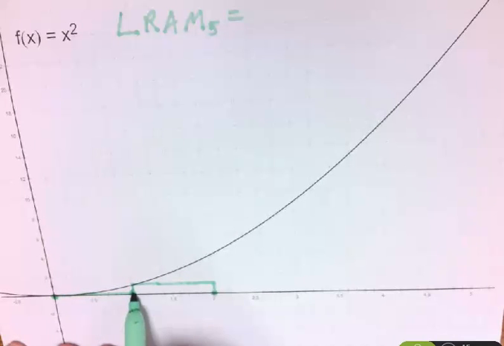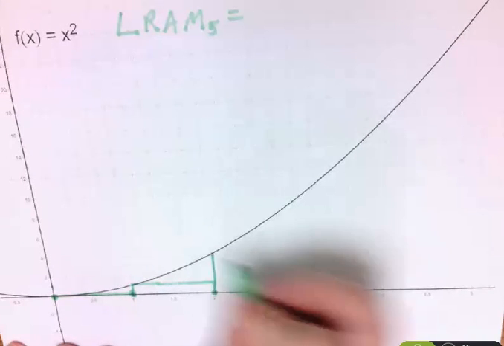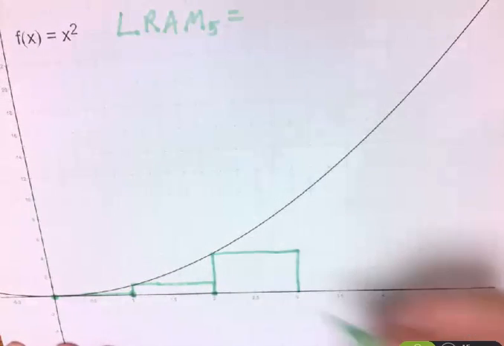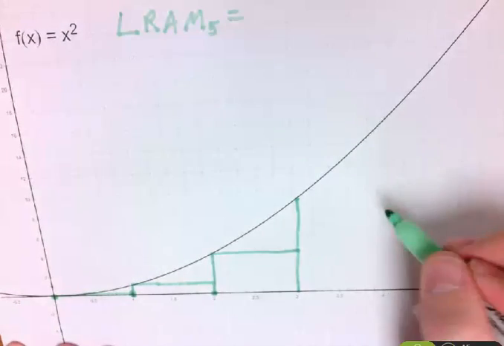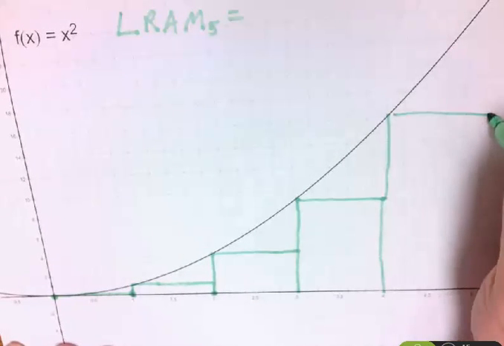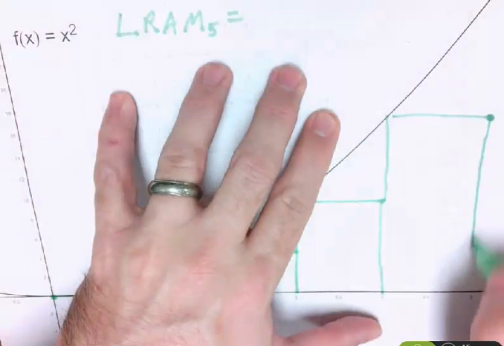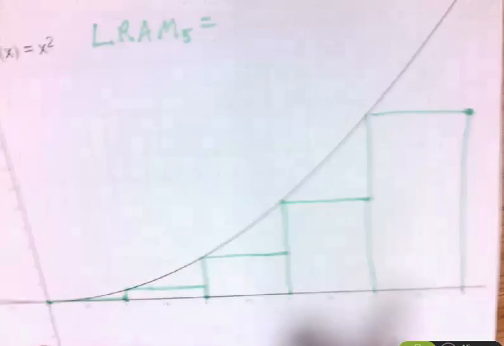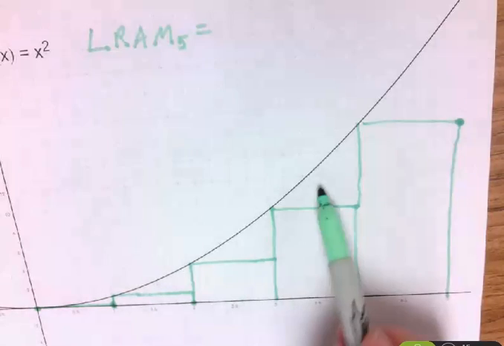So our second rectangle went from 1 up to the curve, over to our next breaking point, and then back down. Now we start at 2. Go up to the curve, over to where the next x value would be, and then back down. Up to the curve, over, and down, and then up to the curve, over, and down. So here are our 5 rectangles. Now clearly this is an under approximation. There's all this other area not accounted for.